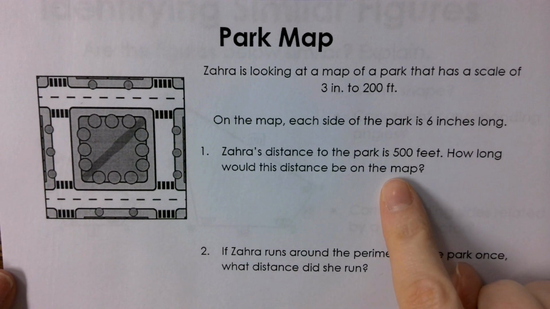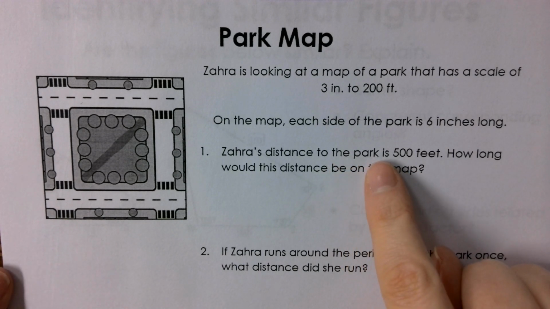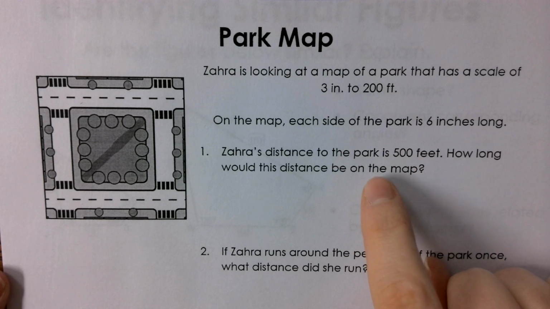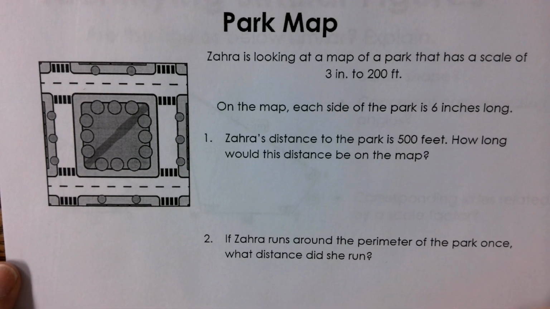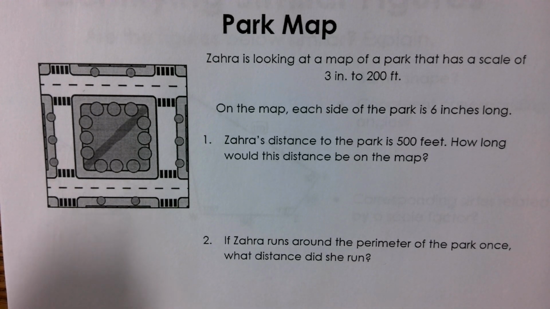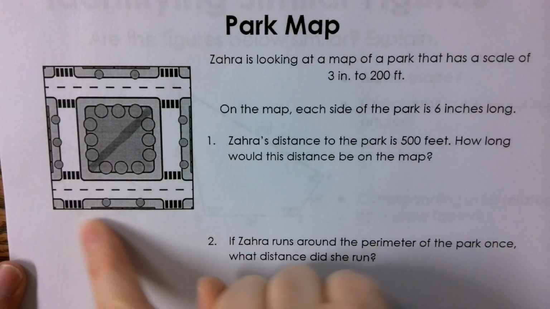So what you're going to do is for question 1, if Zara's distance to the park is 500 feet, then how long is that distance going to be on the map? So what would that measurement be on the actual map? And then if Zara runs around the perimeter of the park once, then what distance did she run? So how far actually did she run if she runs the entire perimeter of the park?